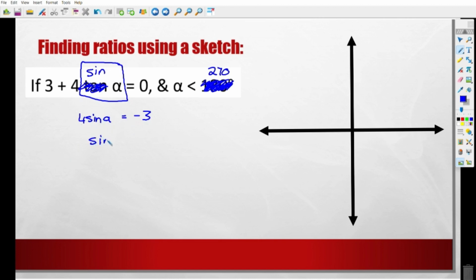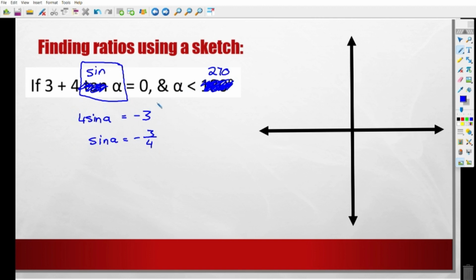Okay, so I've got sine of A is equal to negative 3 over 4. Now I've got sine of A is equal to a fraction. Nice. But they also say that angle A is smaller than 270. So where am I?